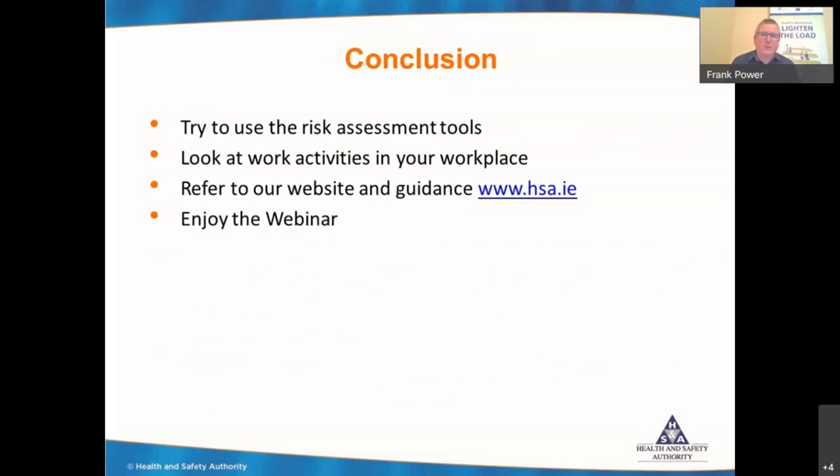After your workshop webinar today, go away and try out the tools. Don't be afraid to use them. I've recommended a number of companies, and I know in the health sector, a number of organizations we've dealt with have incorporated the use of these risk assessment tools into their health and safety management system. Look at work activities in your workplace, consult with others, refer to our website. There's a lot of very useful information under workplace health on our website, and enjoy the webinar.